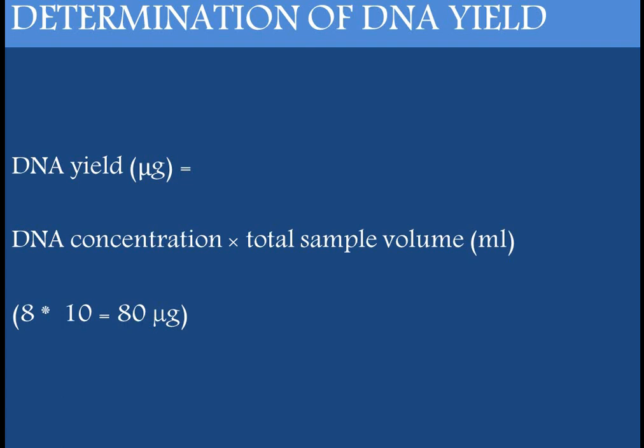Coming to the determination of DNA yield, it's very simple. Multiply the DNA concentration with the total sample available. Total yield is obtained by multiplying the DNA concentration by the final total purified sample volume. Here we know that our DNA concentration was 8 microgram per ml. I have a volume of 10 ml. So totally I have a yield of 80 microgram. So this is the simplest procedure.